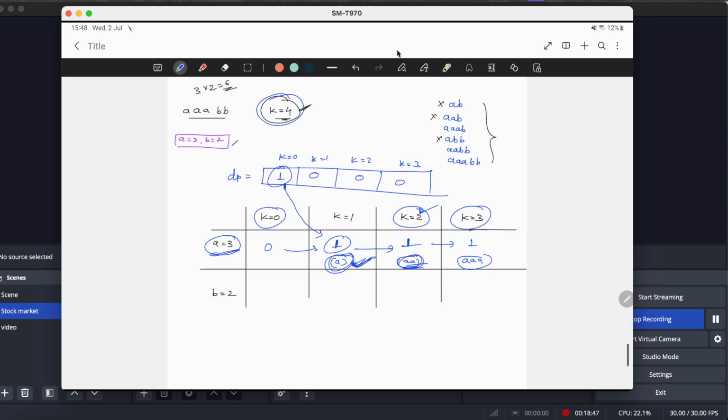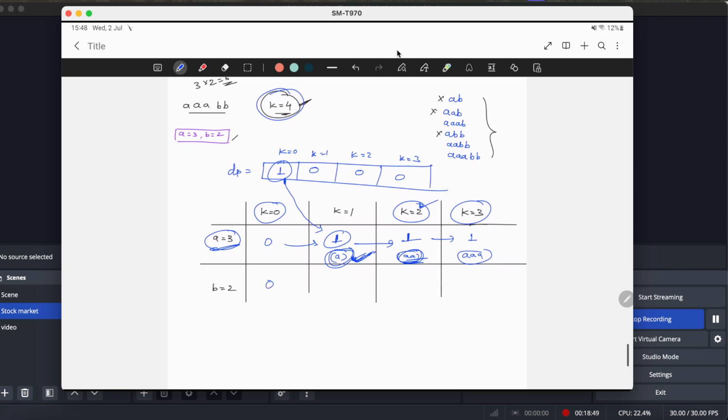Okay, when we start filling b, k equals 0, here it is going to be 0. K equals 1, can I consider b as an individual character? Now the dp array, whatever the previous dp array that we have, dp should start pointing to this one. So these values should now be filled with this dp array. This should be our new dp array, and these new values are what we have to consider right now.